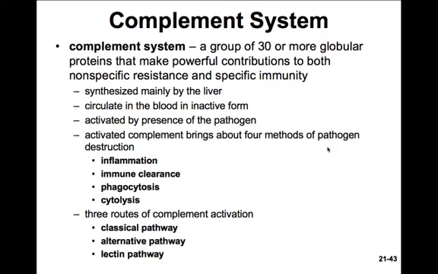This activates 4 methods of pathogen destruction. First of all, there's inflammation, immune clearance, phagocytosis, and then cytolysis. We'll look at each of these in detail. This occurs through 3 routes of activation. There's a classical pathway, an alternative pathway, and a lectin pathway.